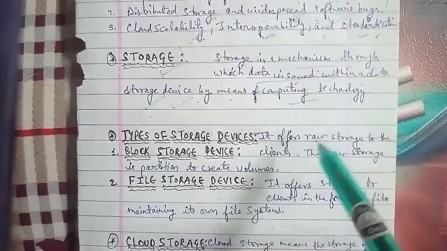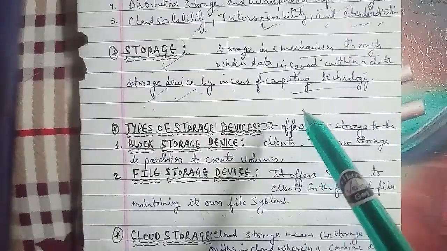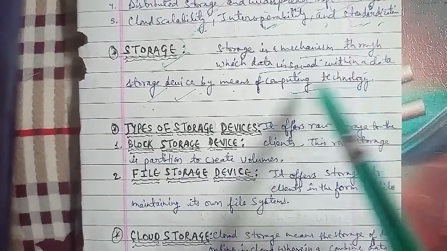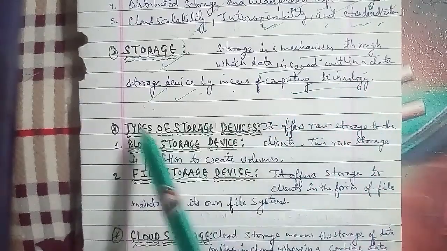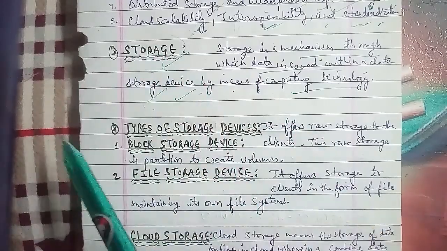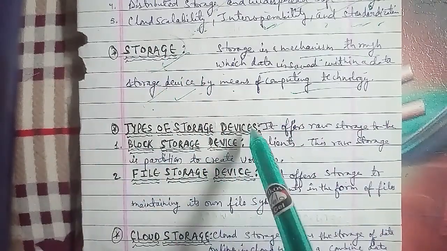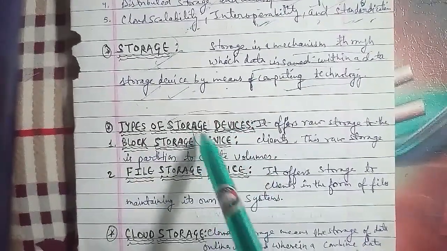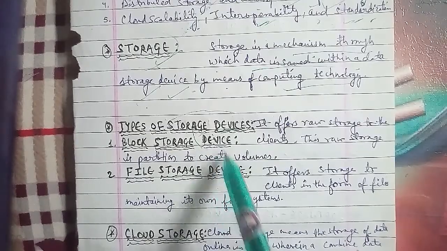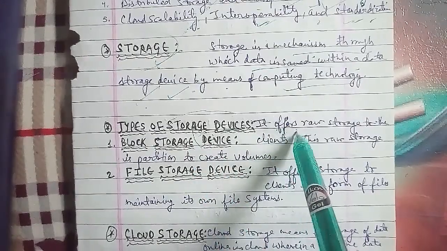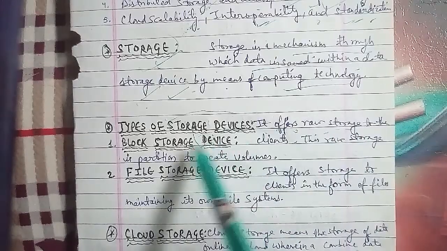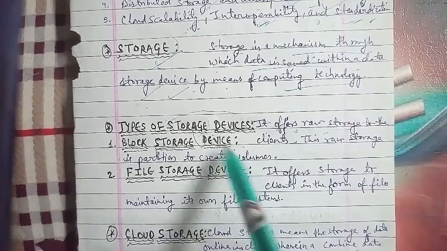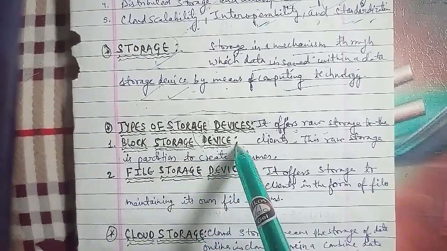The second is the file storage device, which offers storage to the client in the form of files, maintaining its own file system. In total, you can define storage and the types of storage devices: block storage devices and file storage devices. These are the two types of storage devices. Now talking about cloud storage, of course, it is well known.